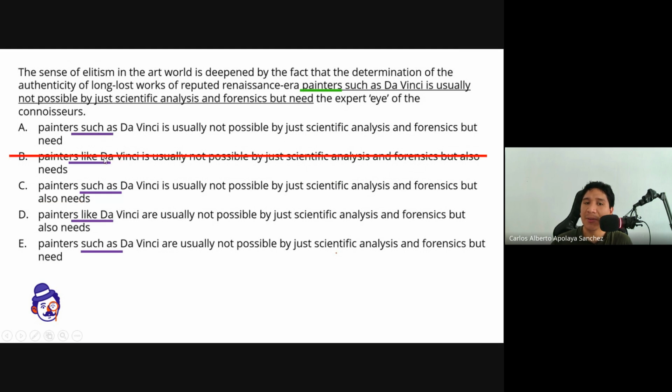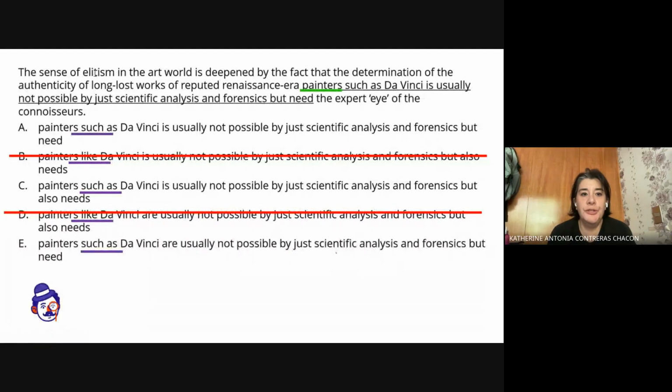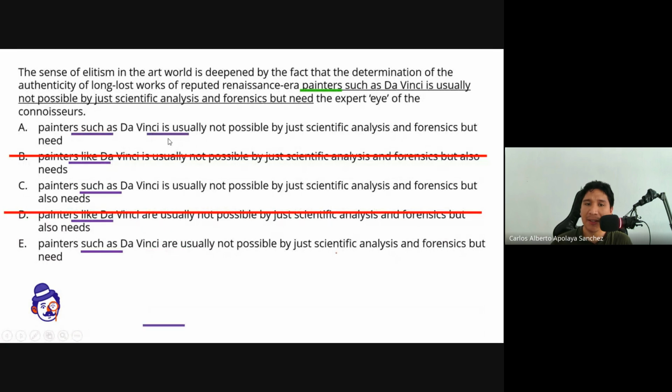So this is not correct because we have like and we don't want to compare. Did you understand that part? So we can drop letter D too because we're using like. Any questions up to this point? No, teacher. Okay. Now let's focus on this part.